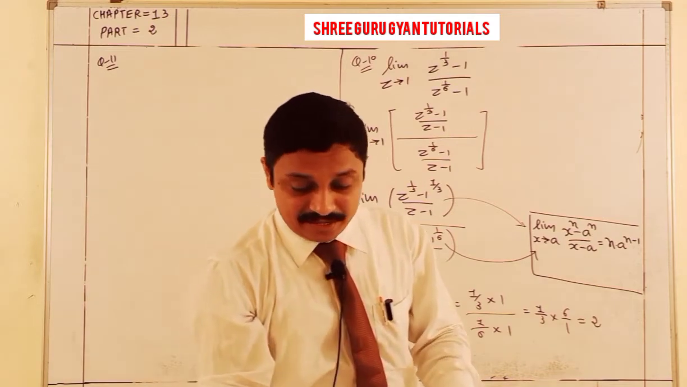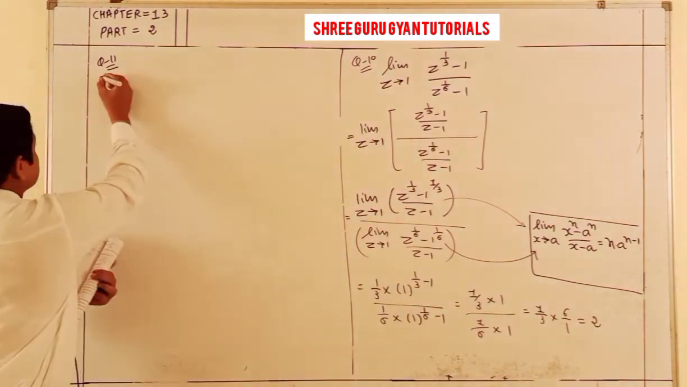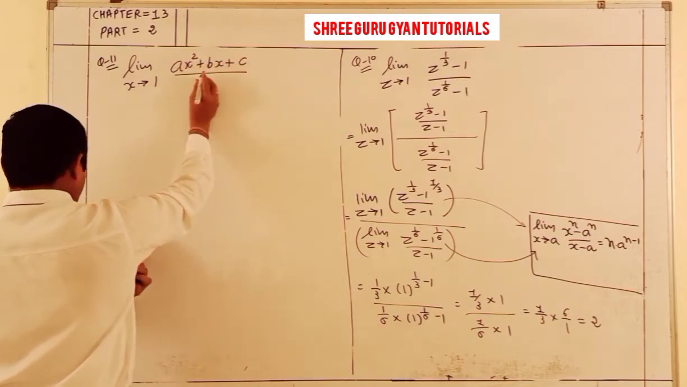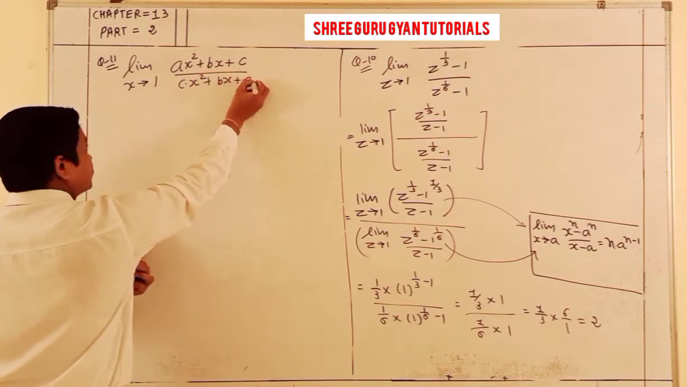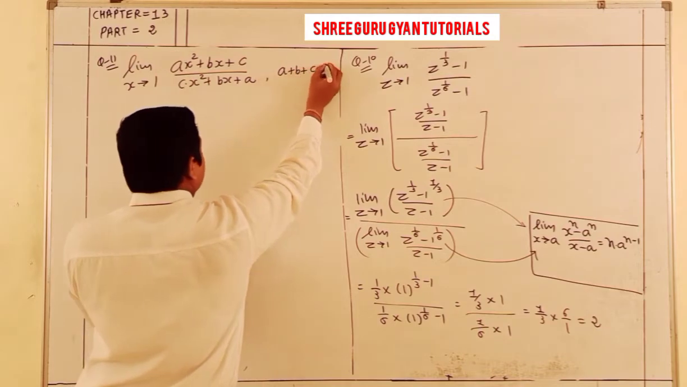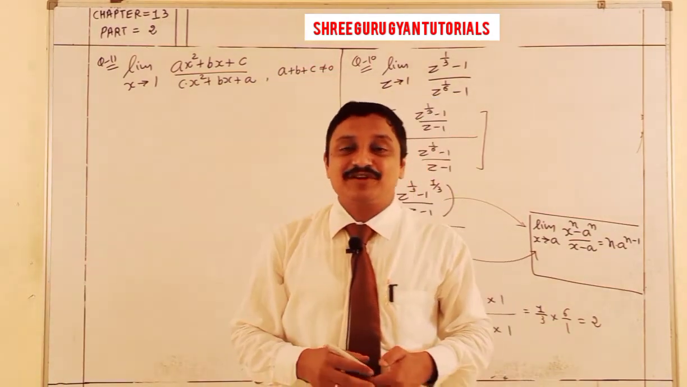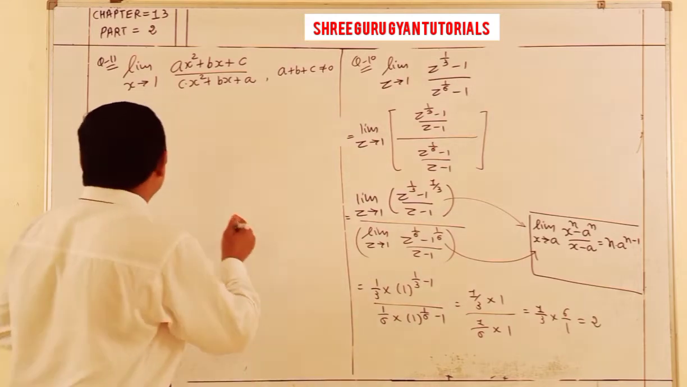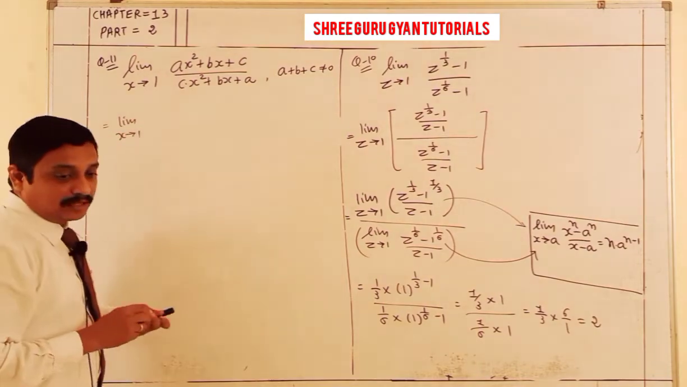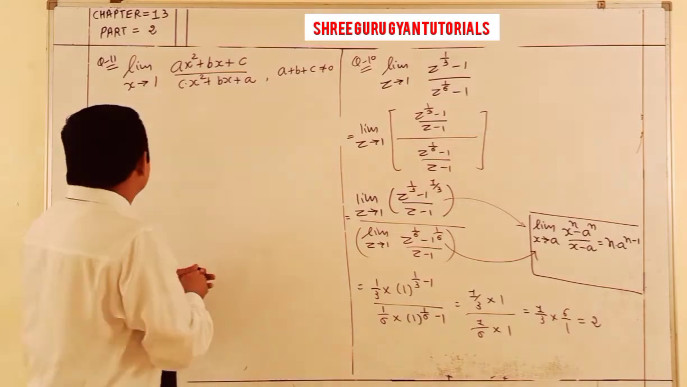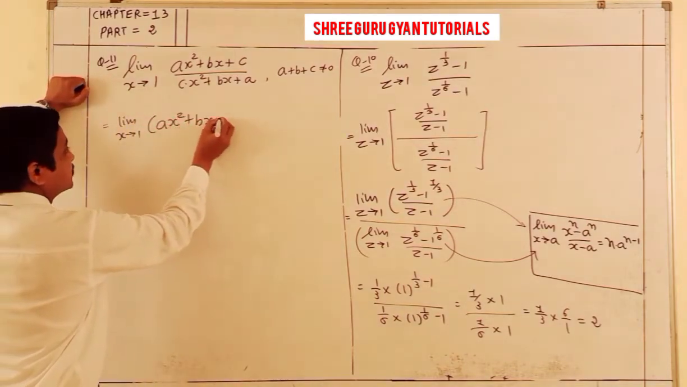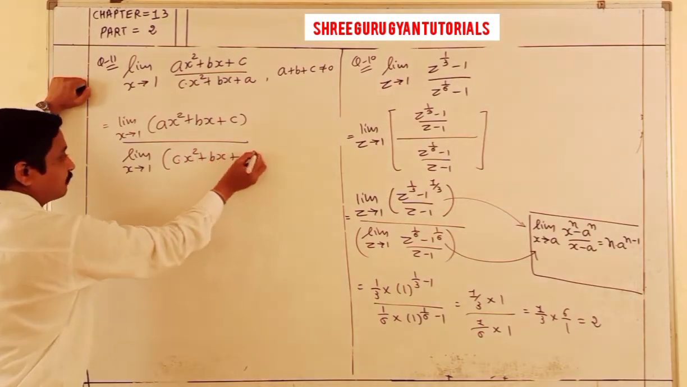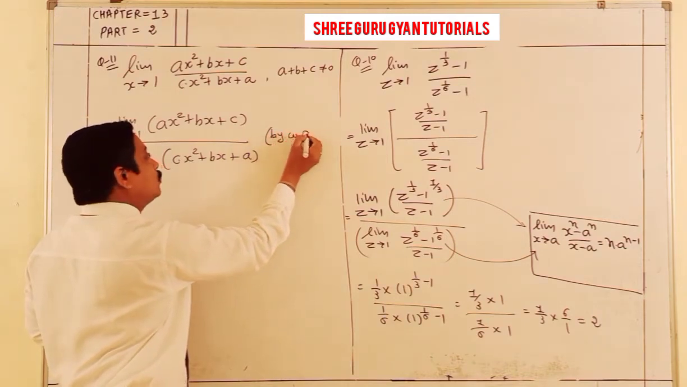The 11th also we go in the same way. Question: limit x tends to 1 of (ax square plus bx plus c) upon (cx square plus bx plus a), and the condition is a plus b plus c is never 0. Very easy. Never 0 means that after putting the value for the limits, this part is never 0. So you can easily go to your working rule. So here apply the working rule: limit x tends to 1 of (ax square plus bx plus c), downward also the same, (cx square plus bx plus a), by the working rule of limits.